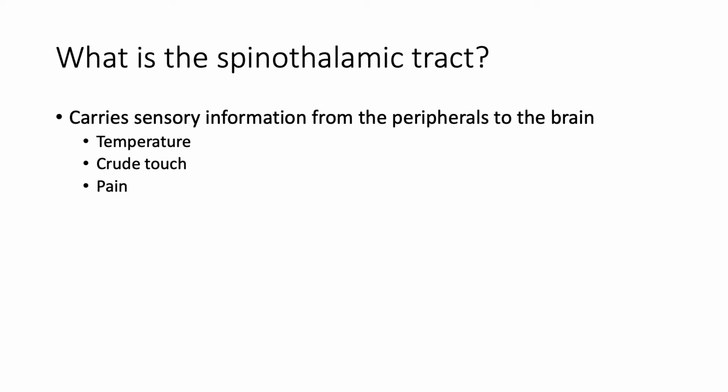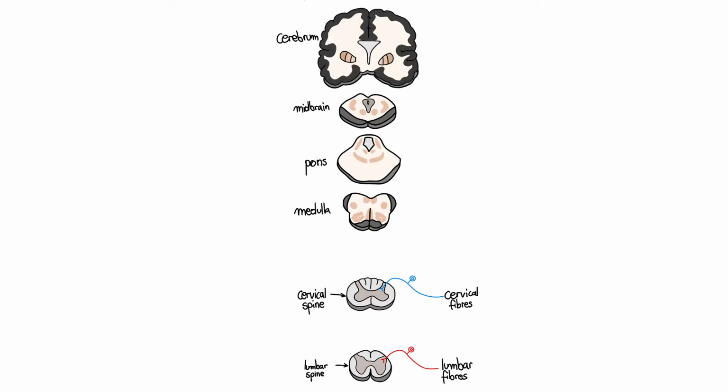With that in mind, let us look at the pathway. Here you can see the cervical and the lumbar spines of the spinal cord. The cervical spine will have neurons carrying sensation from the upper regions of the body, whereas the lumbar spine will contain neurons carrying sensation from the lower regions of the body. Here, the blue neurons will depict sensory information carried from the cervical fibers, whereas the red neurons will carry information from the lumbar fibers.